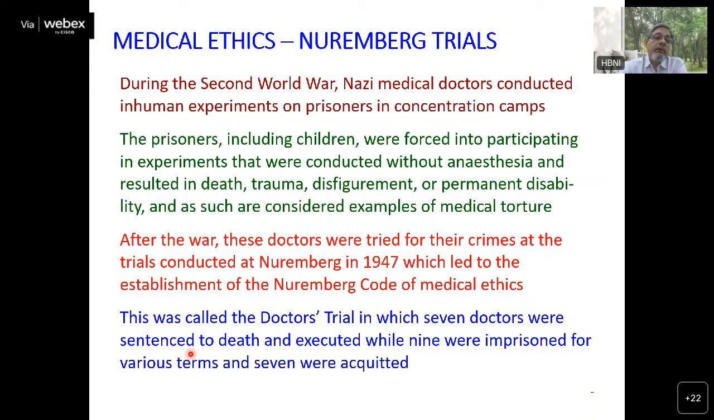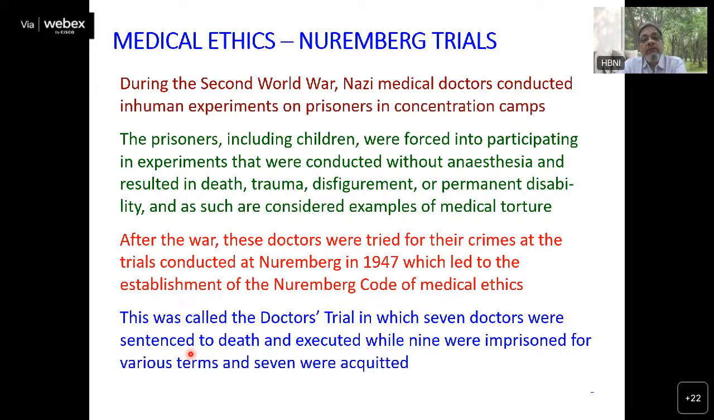So why did all this come about? Okay, I'll just give you two or three small stories here. During the Second World War, the Nazi doctors, the German medical doctors, conducted certain inhuman experiments on the prisoners in the concentration camps. So what were these concentration camps? The Germans at that time, during the time of Hitler, believed that the Jews were to be exterminated from the world, and they rounded up all the Jews and sent them to concentration camps where they were treated in a very inhuman manner.